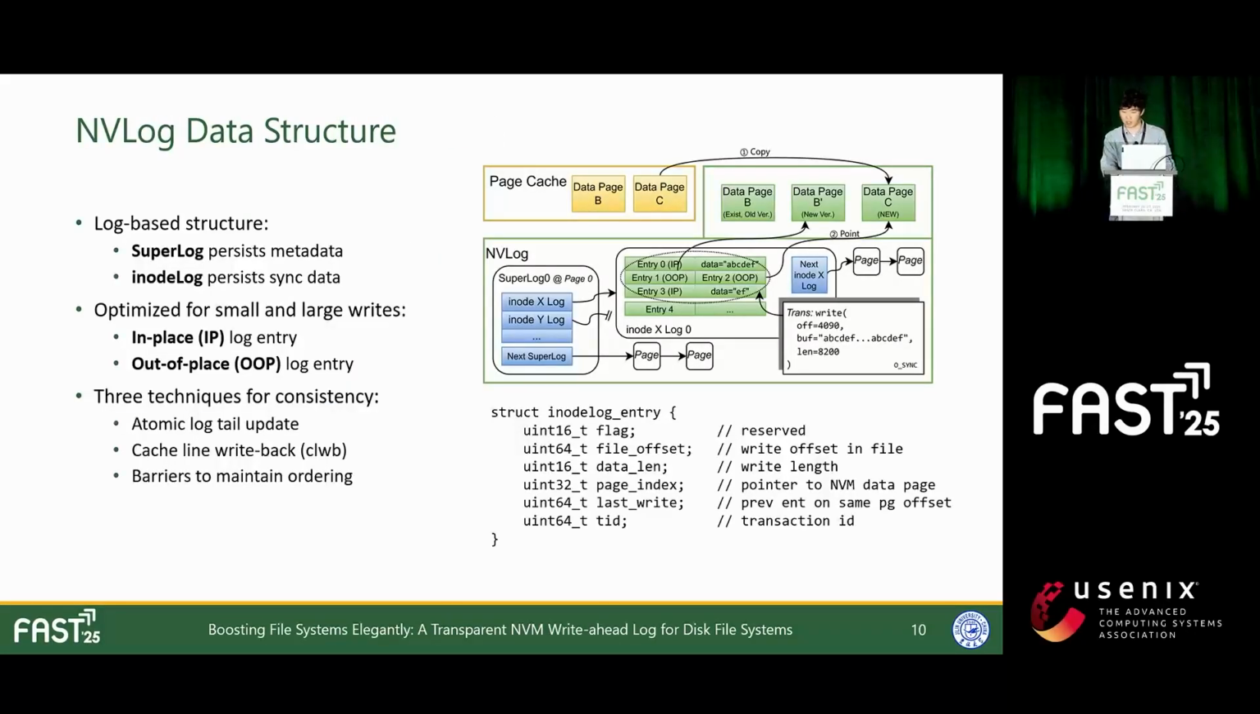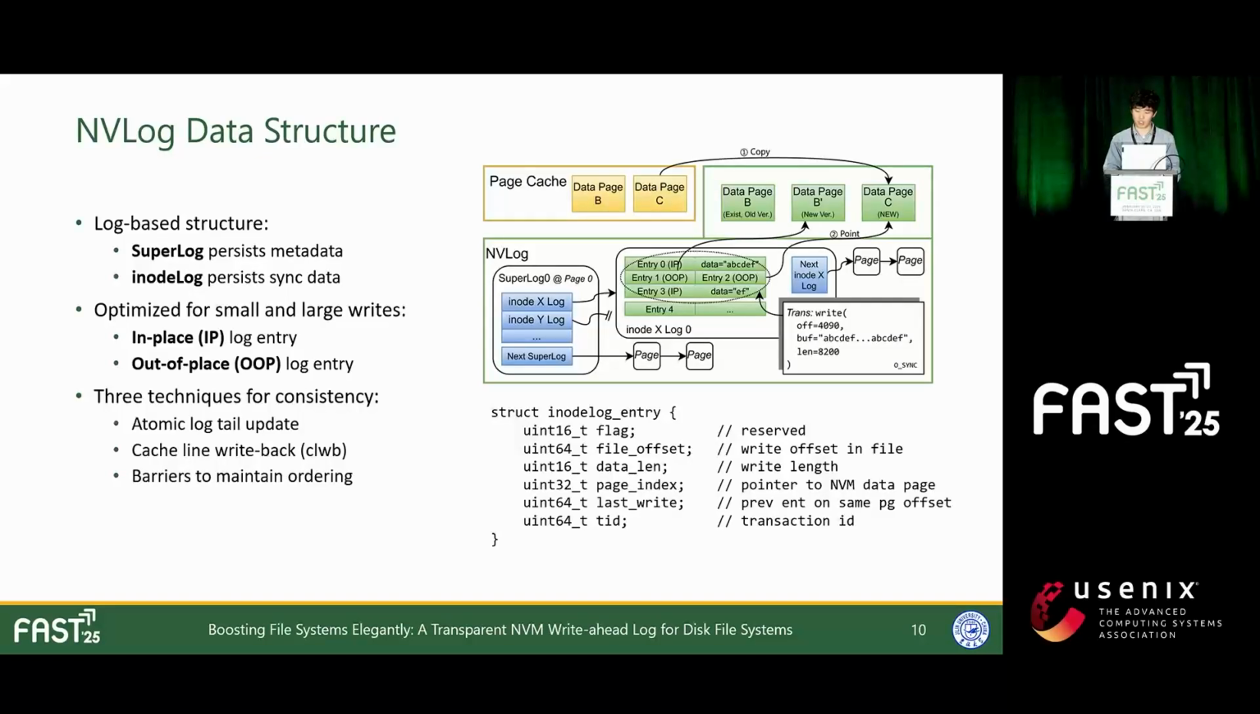Before introducing the sync write steps in NVLog, I would like to first introduce the data structure used by NVLog to store data on NVM. NVLog adopts a log-based structure. First, the inode logs are used to persist sync data for a file. For each write, the data is divided by page boundaries, and each part will be saved by an inode log entry, like the green blocks in this figure.